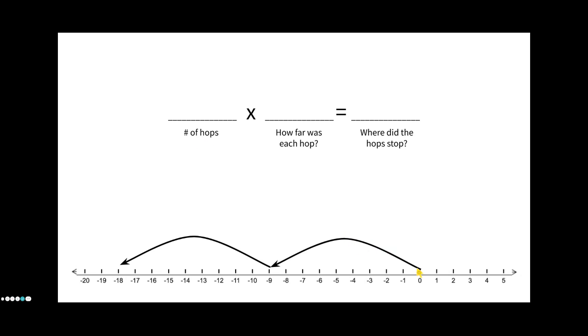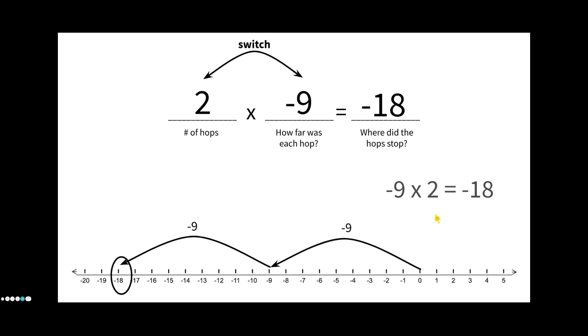All right, so the number of hops, we have 1, 2. How far was each hop? We went from 0 to -9, so each one was going by -9. And then where did the hops stop? Over here at -18, and we have that as our answer. So our multiplication problem is 2 times -9 equals -18, but we can switch these two if we wanted to and make it negative 9 times 2 equals negative 18.